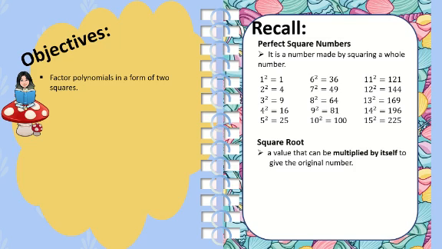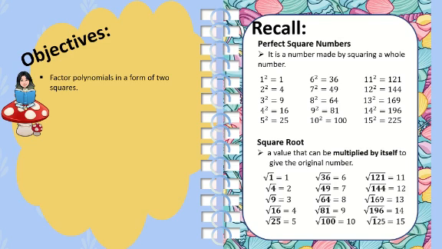A square root is a value that can be multiplied by itself to give the original number. The square root of 4 is equal to 2. The square root of 9 is equal to 3. The square root of 16 is equal to 4. The square root of 25 is equal to 5. And so on and so forth.